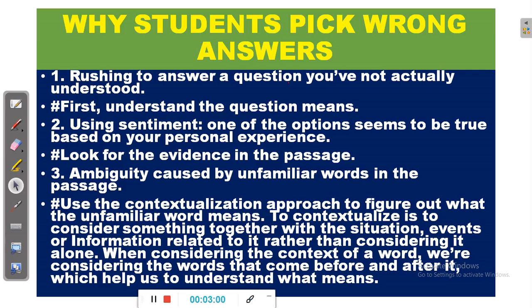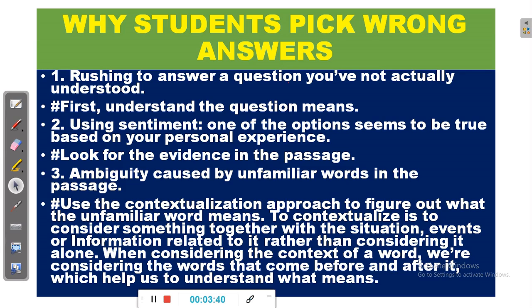Now, the third reason is ambiguity caused by unfamiliar words in the passage. Sometimes you are confronted by words you don't know that are unfamiliar to you, and that makes the passage seem to be difficult to understand. Now, you can use an approach that I call the contextualization approach. This can help you to actually figure out the meaning of unfamiliar words.